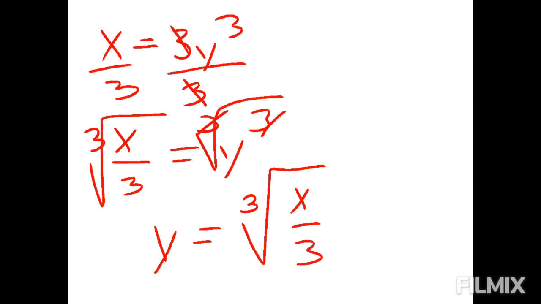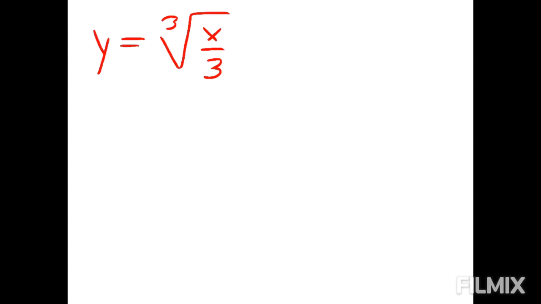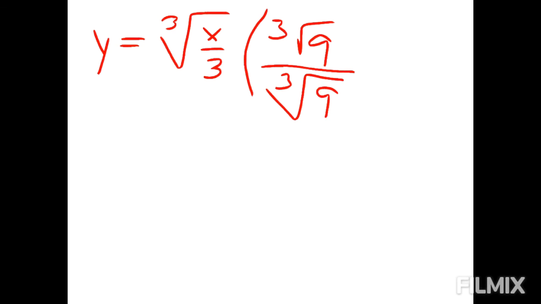Next step what we need to do is, alright, since we have a radical in our denominator, we need to rationalize this. Then we need to multiply it to the cube root of 9 over cube root of 9. It's cube root, not 3 squared, of 9. It's cube root of 9 all over cube root of 9.